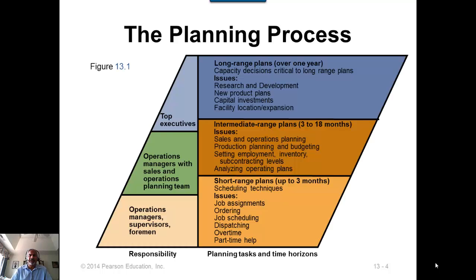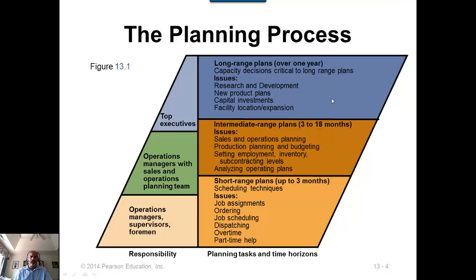The planning process in an organization can be understood with this graphic. Here on the left side, we see the level of executives who will be involved in the planning process. And on the right, we see the actual planning activities that they will be responsible for. So at the top, we have long-range plans.